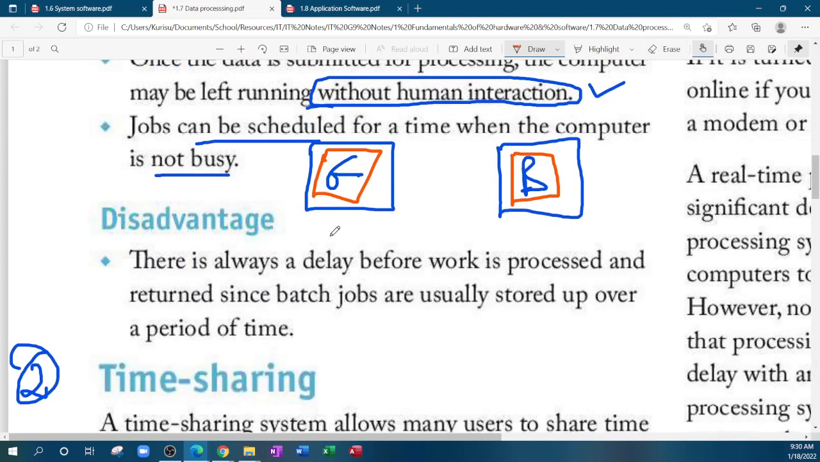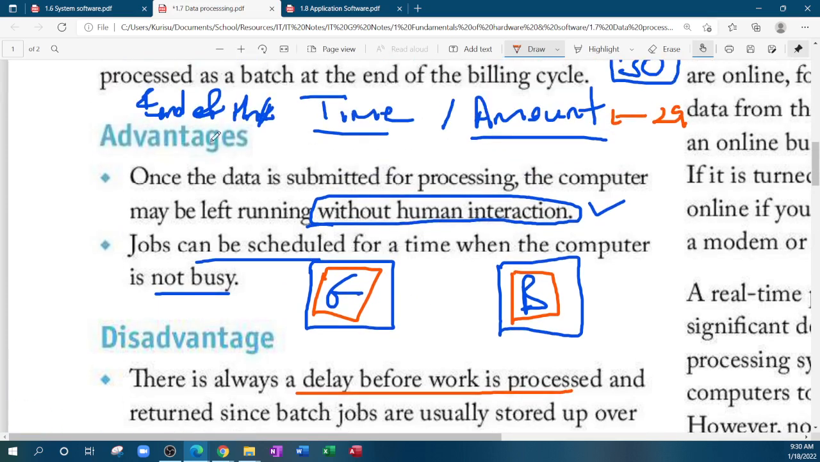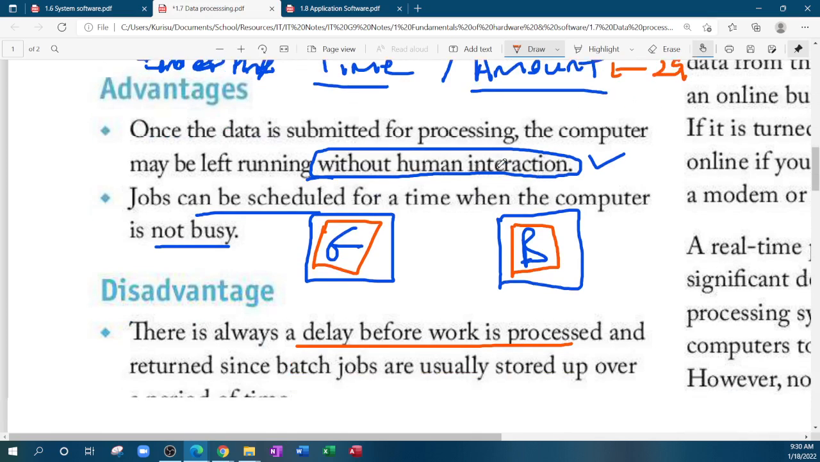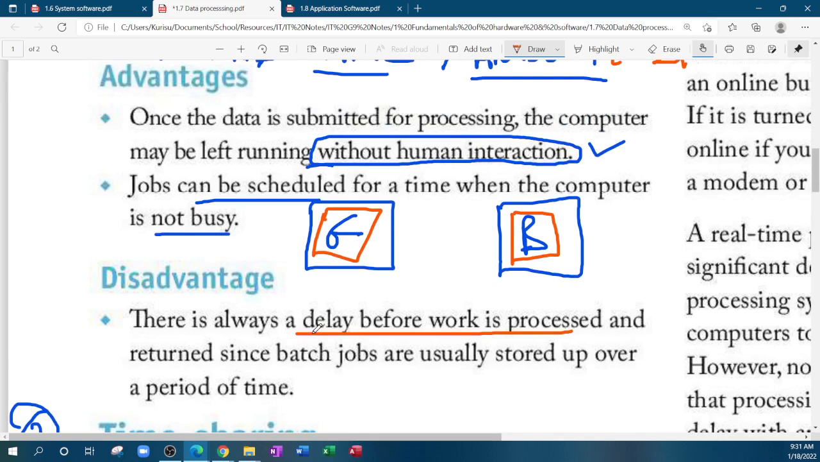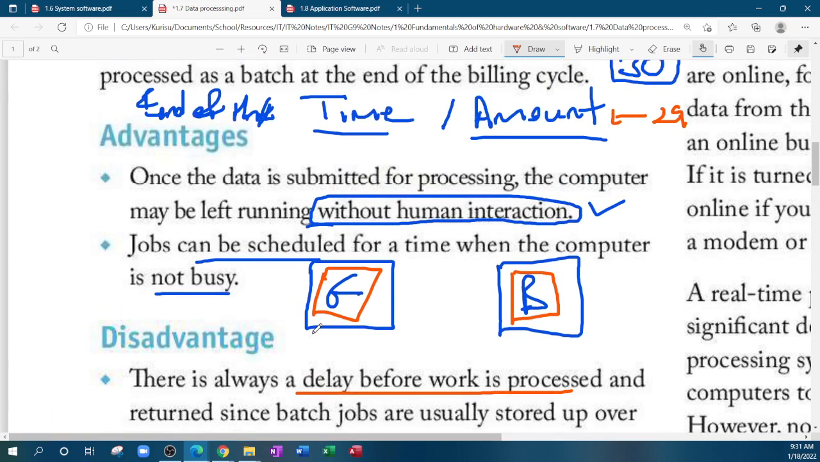Now the disadvantage. There's always a delay before the work is processed, and we talked about that. There's always this delay, and that delay is because of either a certain amount of time that it is collecting the data or the certain amount that it has to wait on. So there's always that delay before you can get the work processed, since batch jobs are usually stored up over a period of time. That's the only disadvantage there basically, that you have to wait in order to get the data processed.